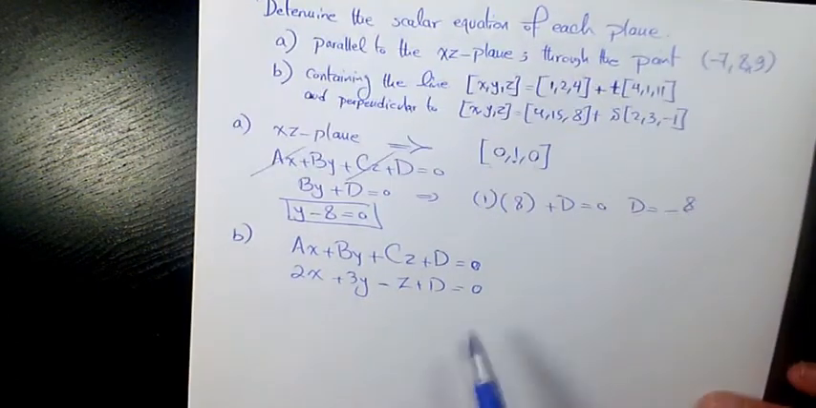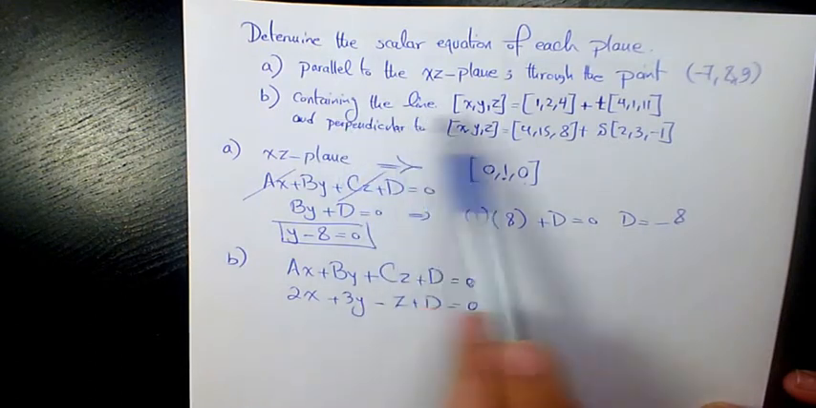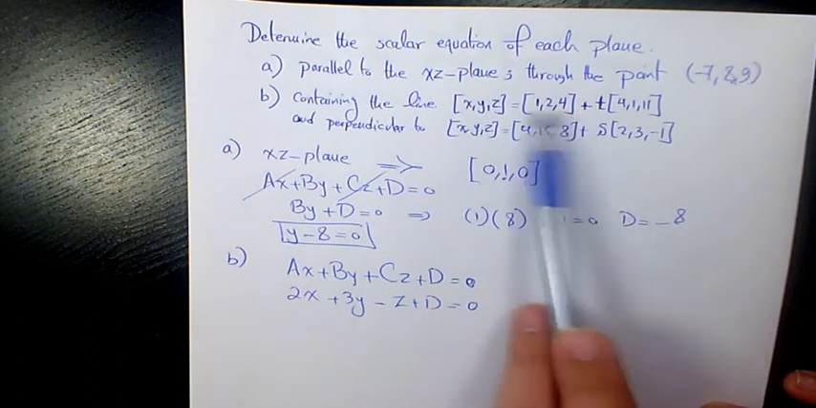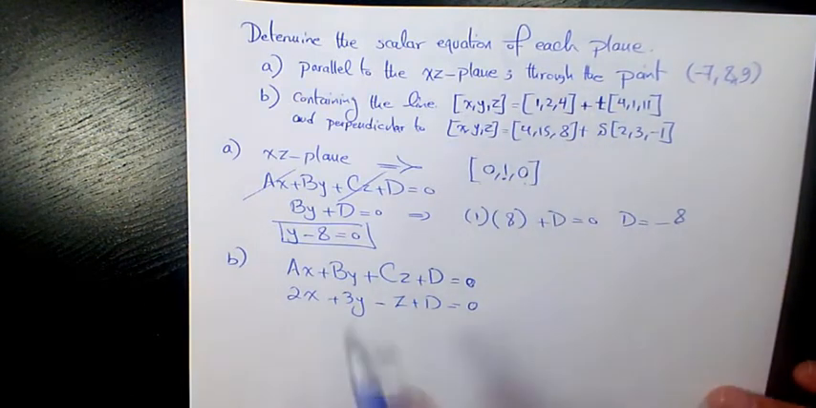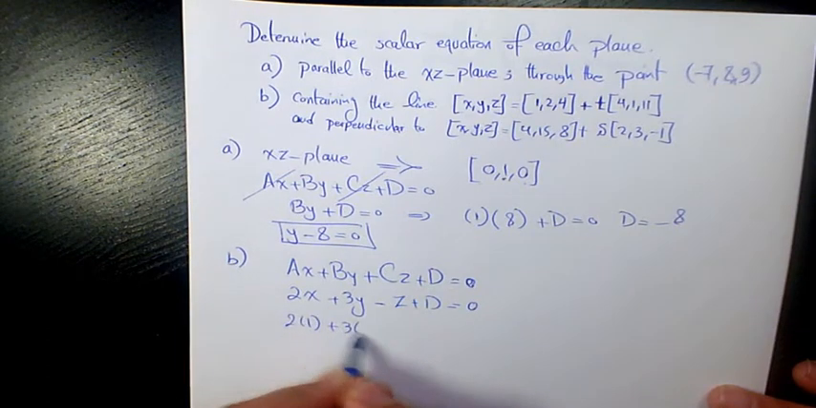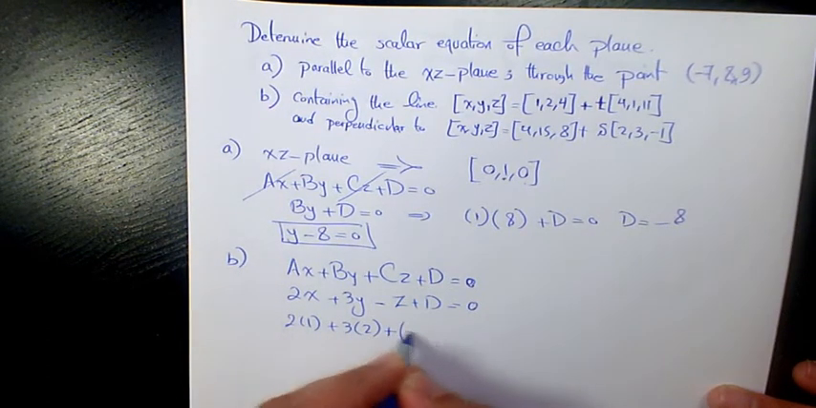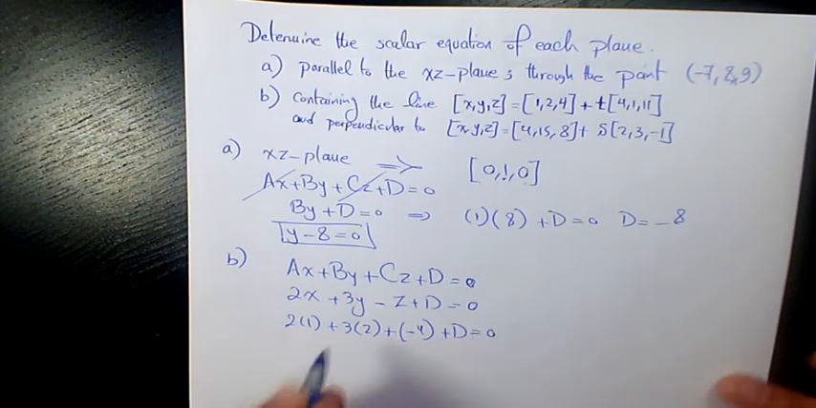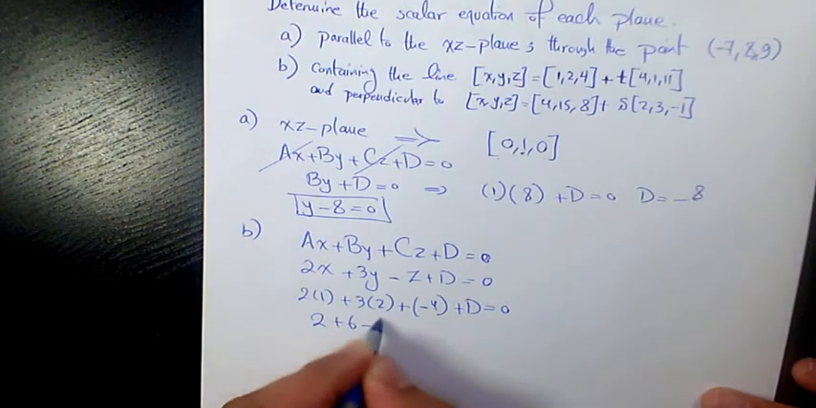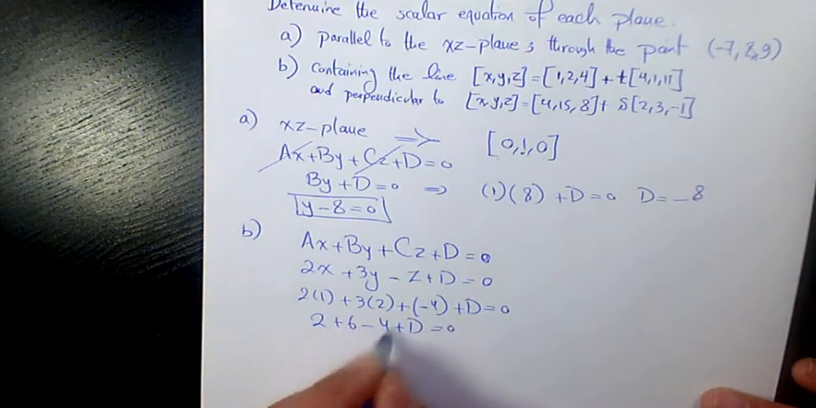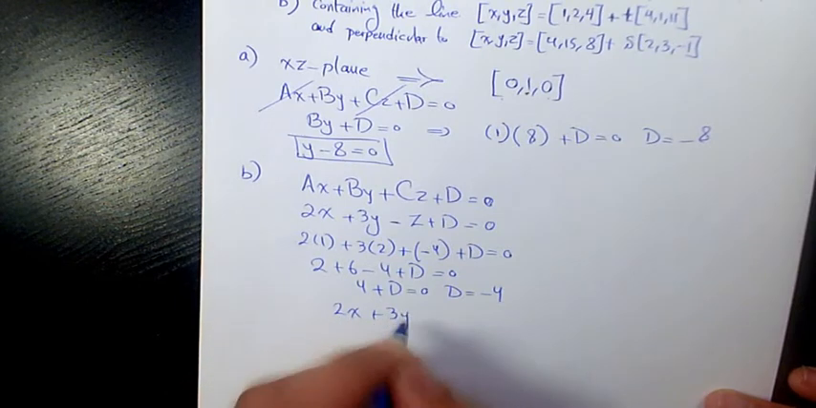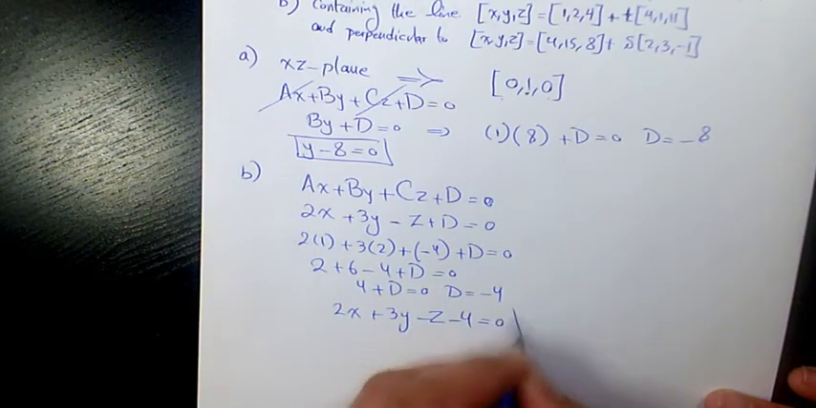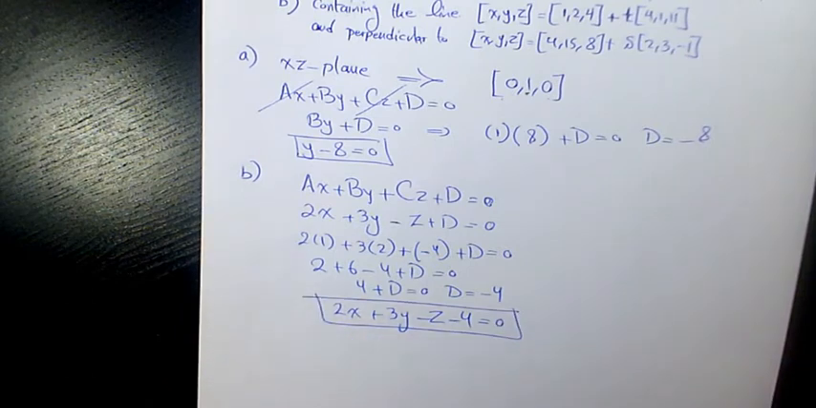In order to find d now, it says containing the line 1, 2, 4 plus t times 4, 1, 11. So that contains this point. We sub it there. It's going to be 2 times 1 plus 3 times 2 plus negative 4 plus d equals 0. So we have 2 plus 6 minus 4 plus d equals 0. 8 minus 4 is 4 plus d equals 0, so d will be negative 4. So we have 2x plus 3y minus z minus 4 equals 0. That's going to be the equation.